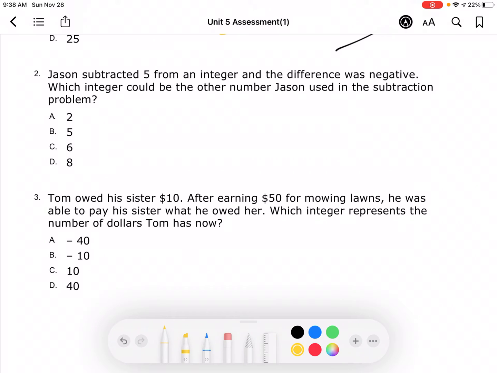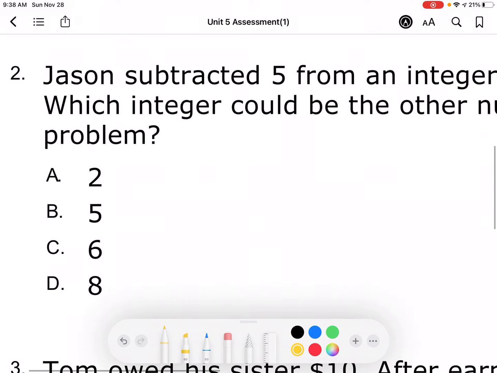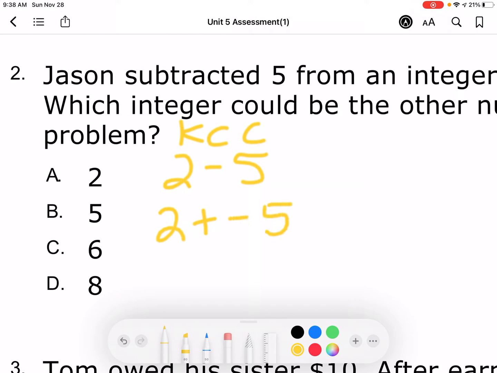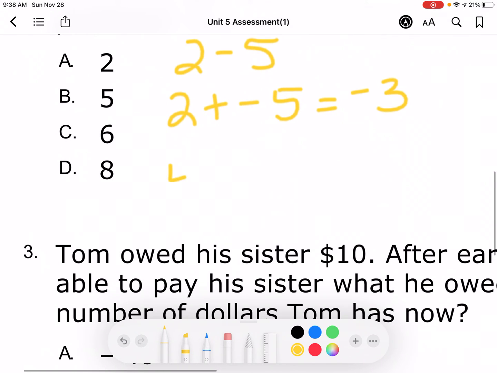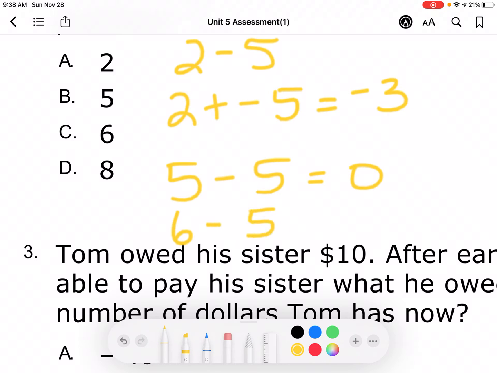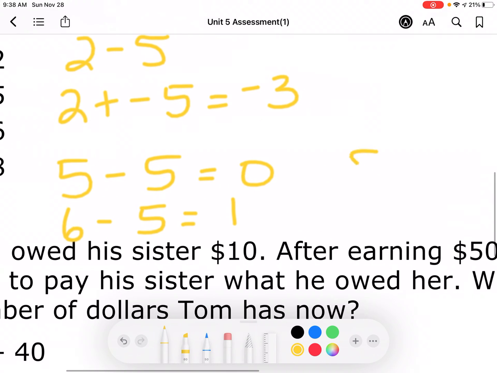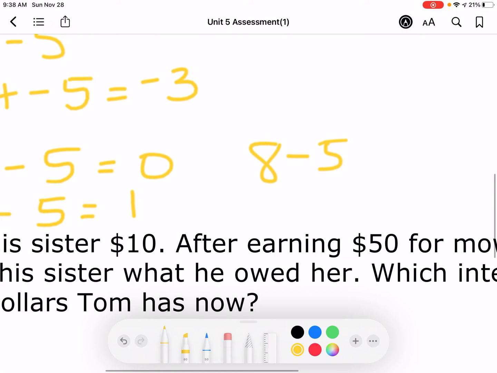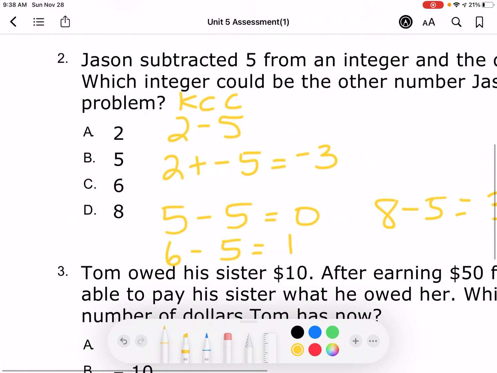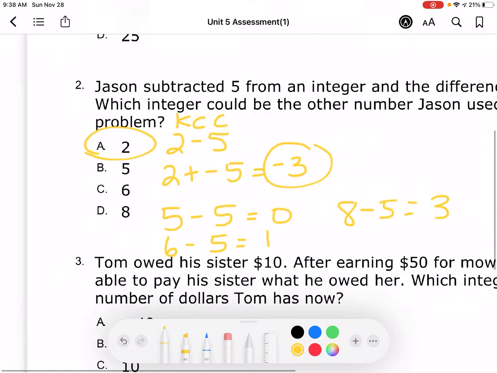Jason subtracted 5 from an integer. The difference was negative. Which integer could be the other number Jason used in the subtraction problem? So 2 minus 5. So keep, change, change. 2 plus negative 5. We get negative 3. 5 minus 5, that's going to give me 0. 6 minus 5, that gives me 1. 8 minus 5, that gives me 3. So the only one that had a negative answer was A.